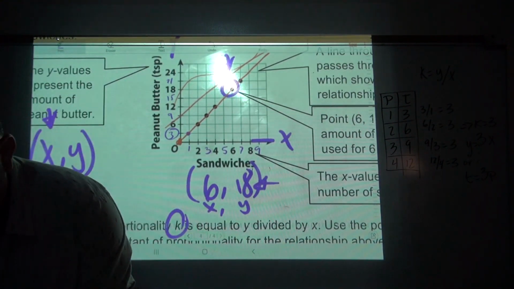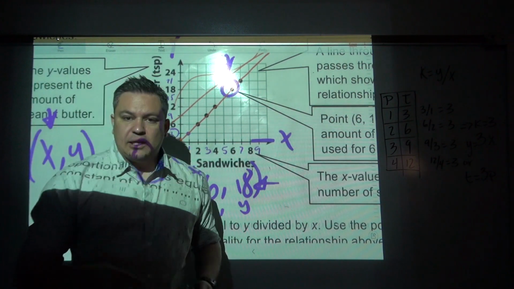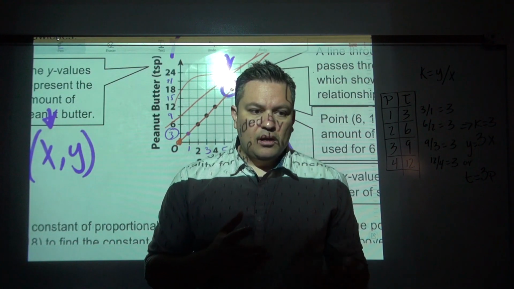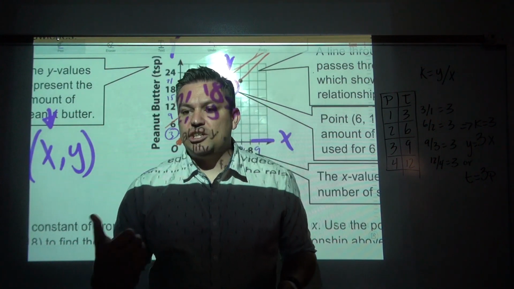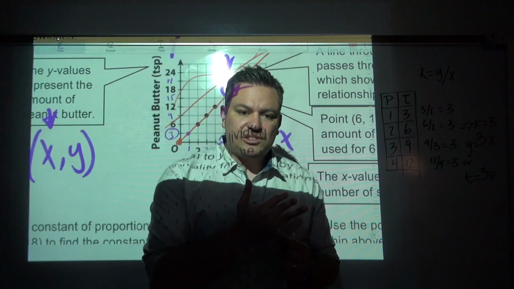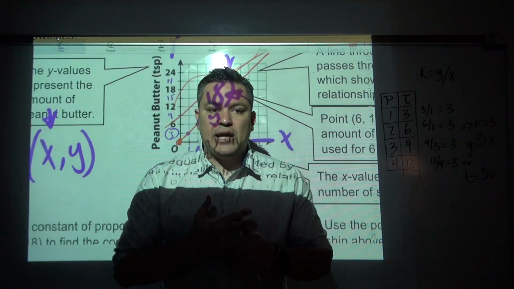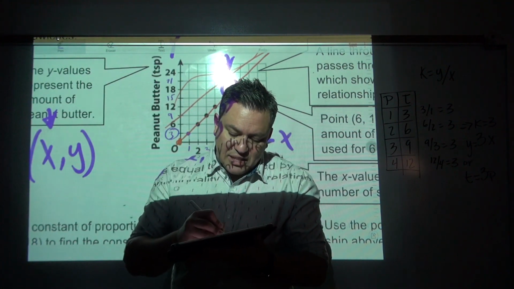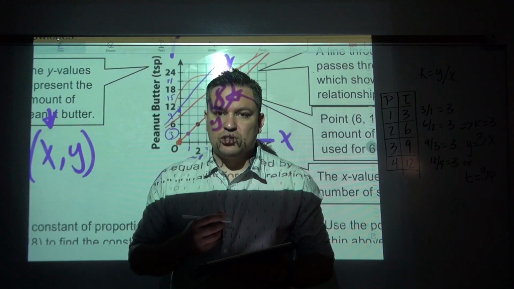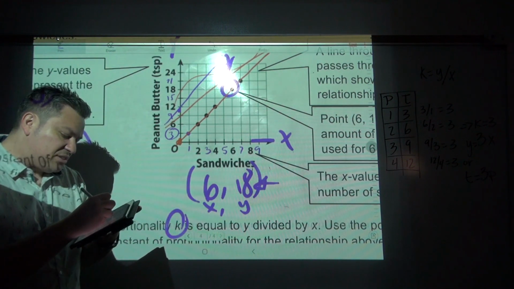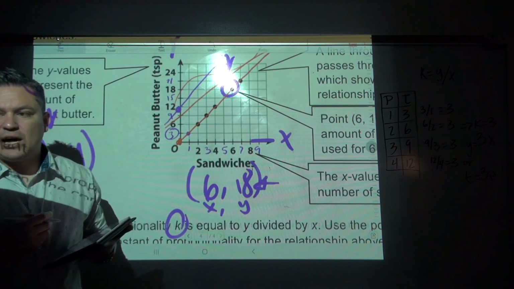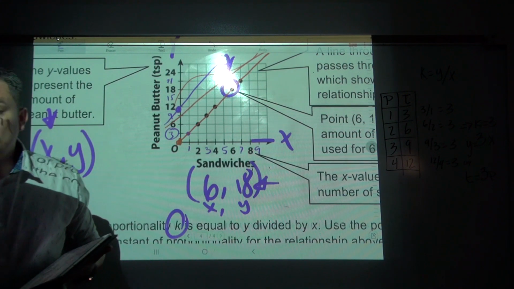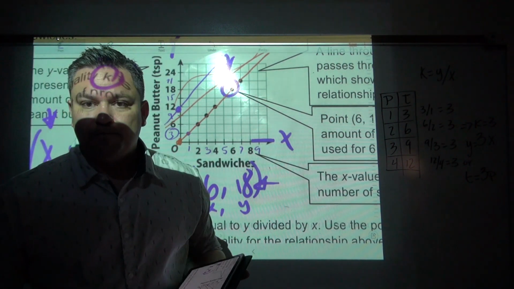Now, when will you see a graph that doesn't go through the origin? Let me give you an example. Let's say that you're gonna sign up for a gym membership, right? Most of the time you have to pay an initial fee. Let's say you're gonna pay $10 to start with and then $10 a month. So you're gonna cross at 10 and then go straight up. That did not go through the origin, so it wouldn't be proportional. It'll be linear, but not proportional.